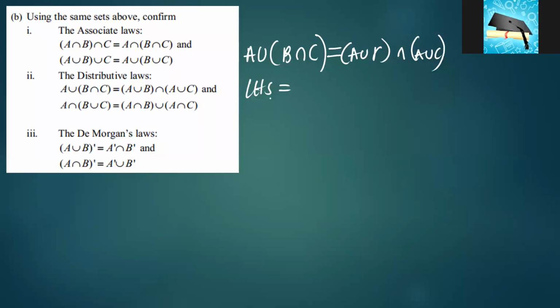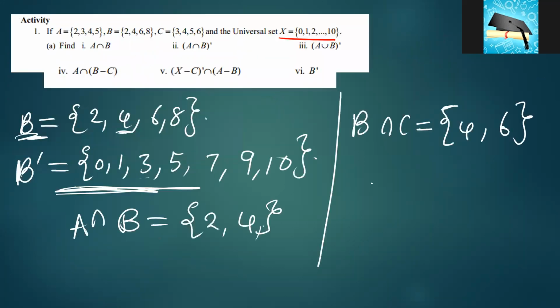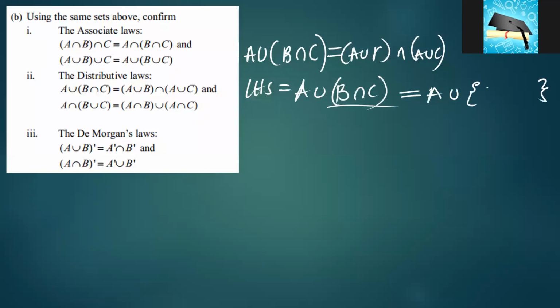So now we get the left-hand side. The left-hand side here is A union B intersection C. The first thing that we do is to find B intersection C, so that we can find A union the set that we're going to find there. So let us find our B intersection C from these sets. It's 4, 6. We've already found it. So we put our 4, 6 there, and then A intersection 4, 6.